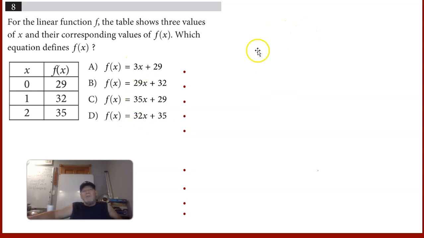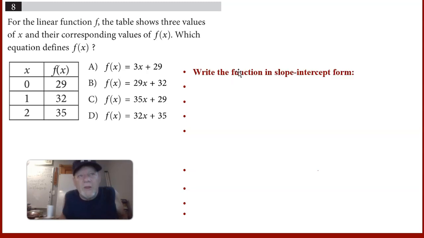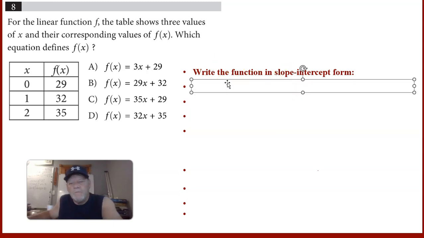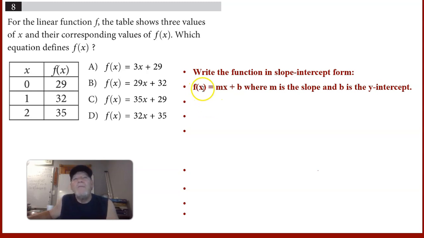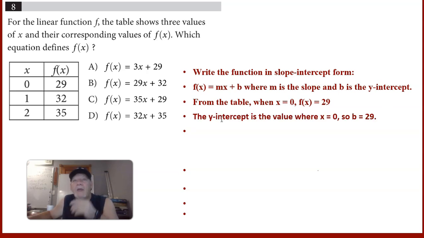So each one of these equations looks like it's in slope-intercept form. So let's review what that is, something you learned in an algebra class. A function in slope-intercept form has to be f of x equals mx plus b, where m is the slope and b is the y-intercept. From the table, when x equals 0, f of x equals 29. So that means that it's going to cross the y-axis at the point (0, 29), and that ends up being the y-intercept. So we can say at x equals 0, b equals 29.